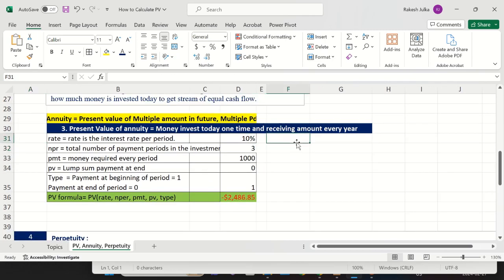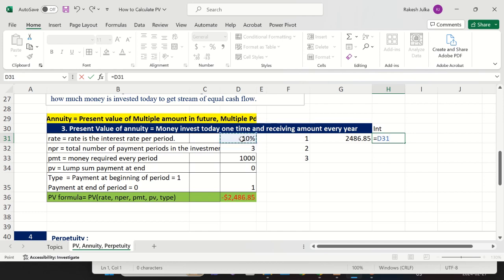So look at this. I'm just going to write here first how much money. Let's say I invest this much money, 2486.85. This is the money that I invested today. Let's say I can put here first year, then second year, and third year. Okay, so at the beginning of the period I invest this much money, and the interest rate is 10%, that we know. So this is the interest rate we have here, it's 10%, right?